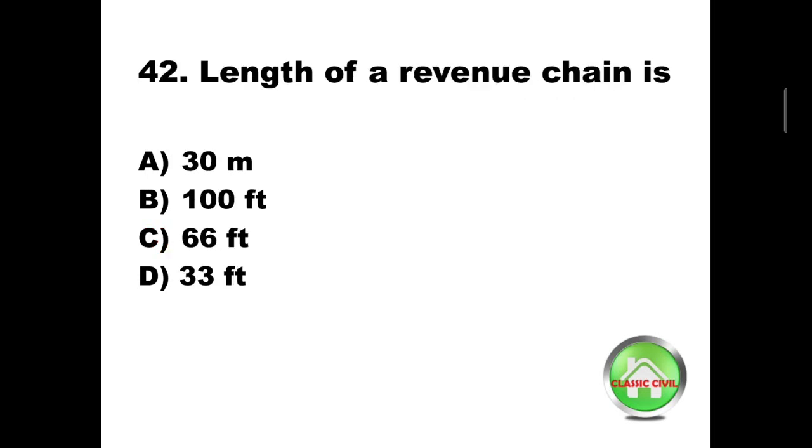Question number 42. Length of a revenue chain is option A, 30 meter, option B, 100 feet, option C, 66 feet, option D, 33 feet. Length of a revenue chain is, answer is option D, 33 feet.